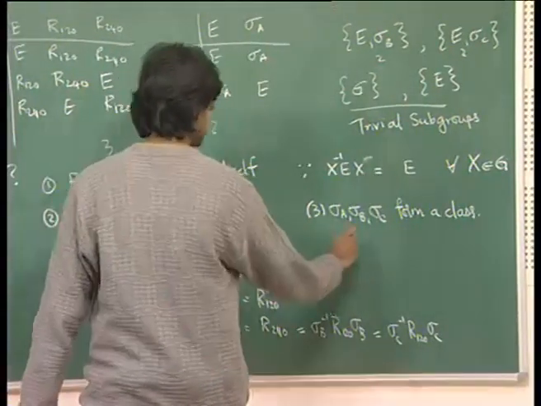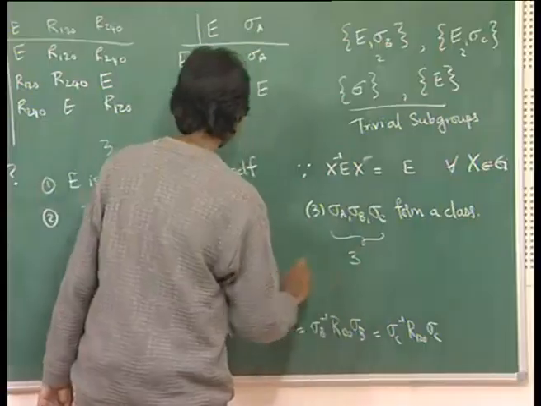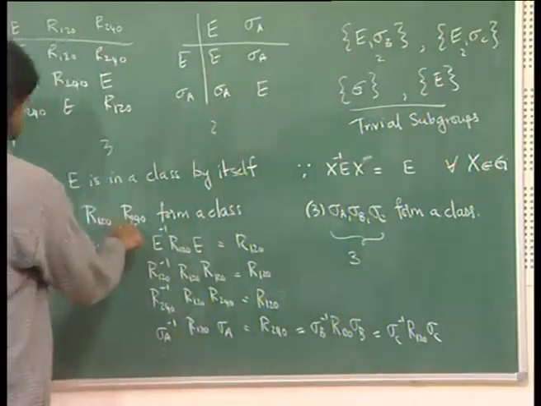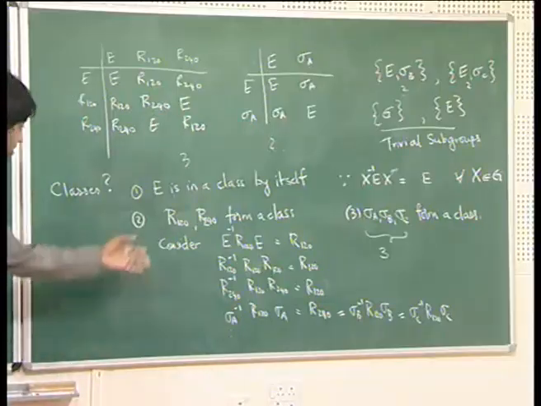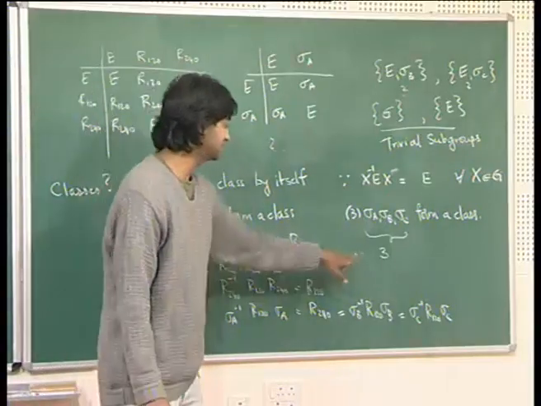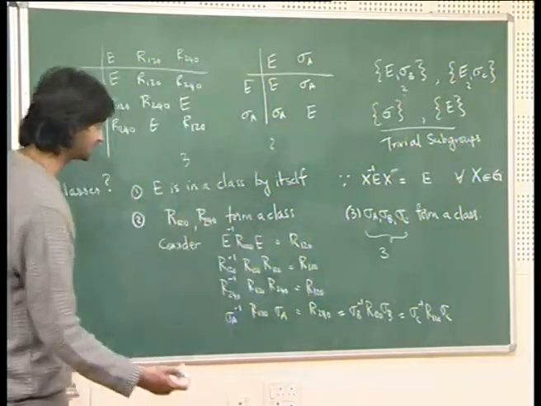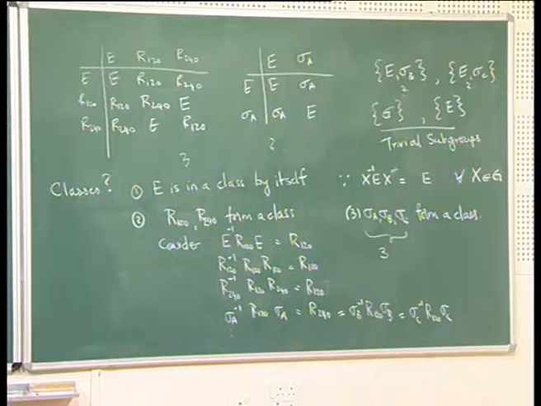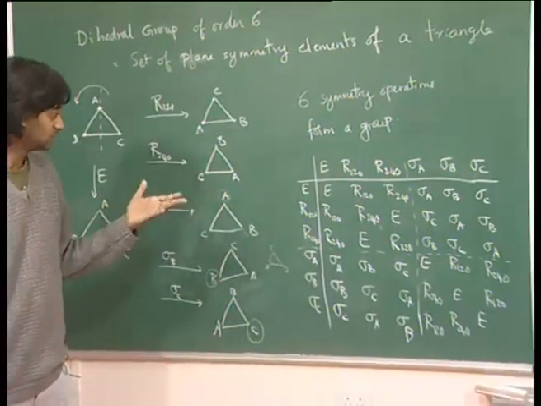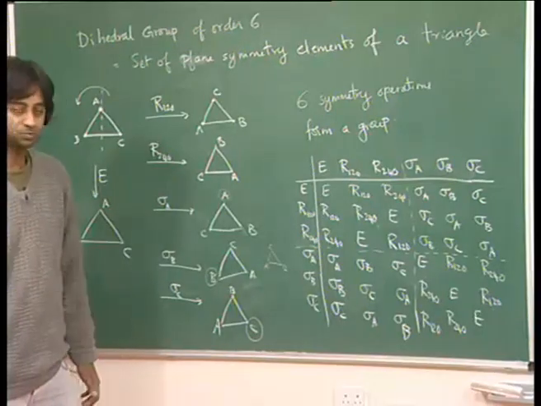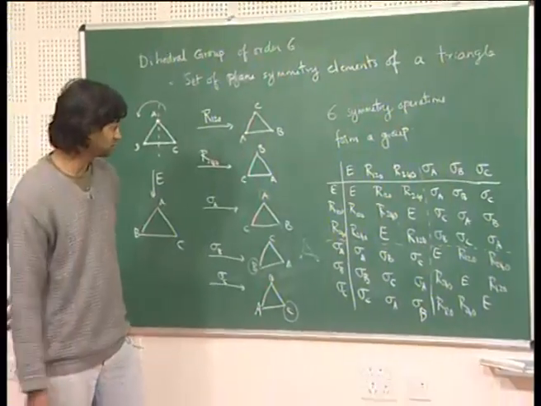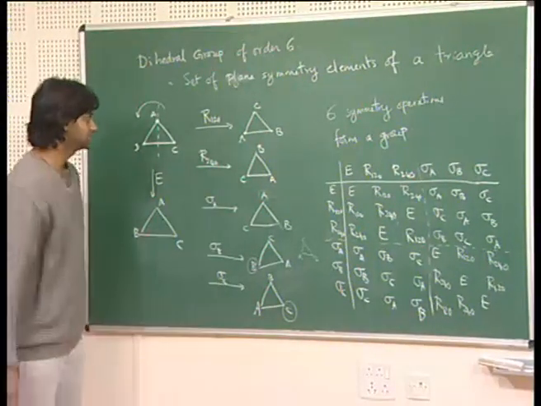So, this is a class of order 3, this is a class of order 2, this is a class of order 1, and you can see that each of these is a divisor of 6. So, order of the class also divides order of the group. So, this exercise is an explicit calculation of the subgroups and classes for a group, for a very simple group.